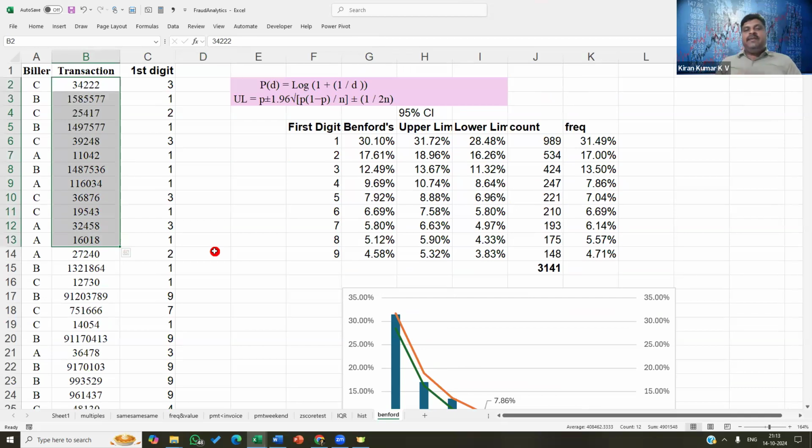All right, so that is Benford's law. An additional suggestion is that there's a probability given for the second digit also, so you can go ahead and explore that more.